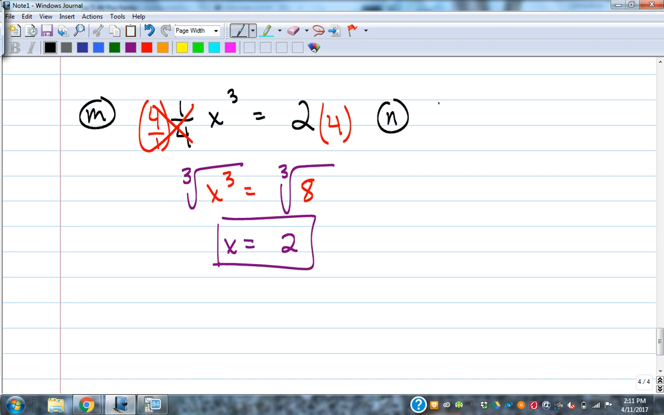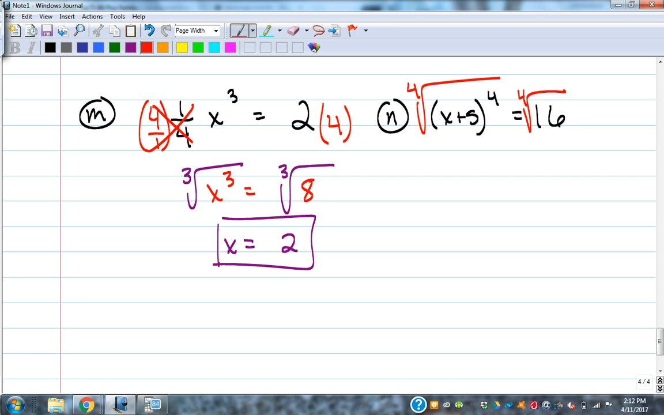Let's do this one. (x plus 5) to the 4th power equals 16. Is the part that has an exponent by itself? Yes. So how do we undo the exponent? It's a 4th power, so the 4th root undoes it, right?